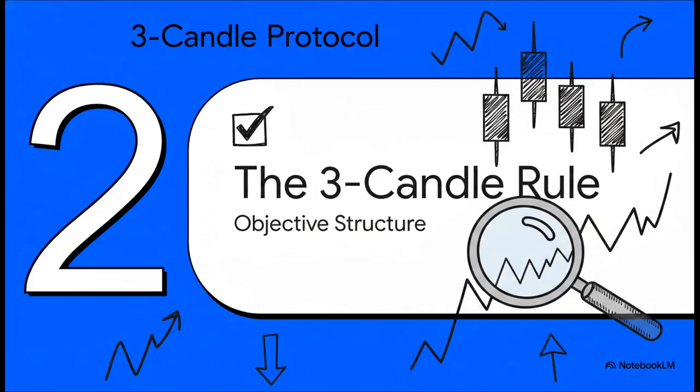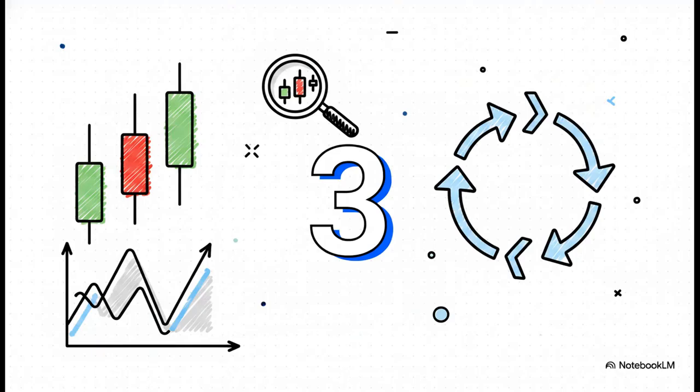But what if? What if there was a way to just cut right through all that confusion? A simple, really powerful, and completely objective rule to define what actually matters on a chart. Well, guess what? There is. And that's exactly what we're talking about today. The three-candle protocol. Okay, let's dive into this.